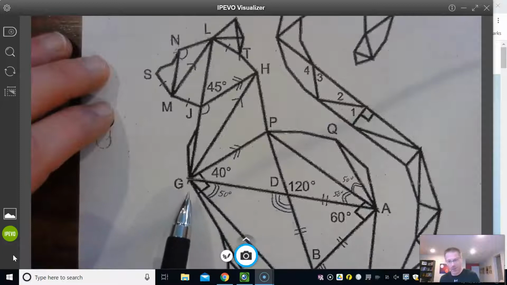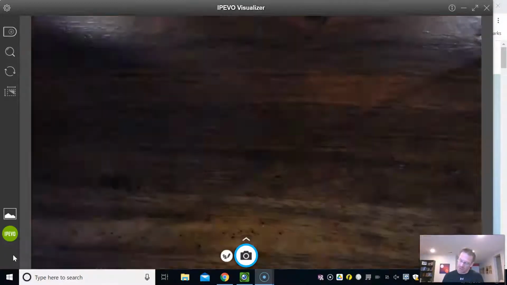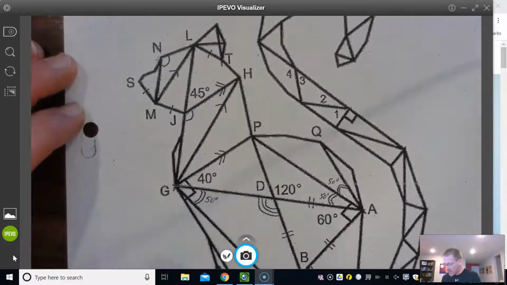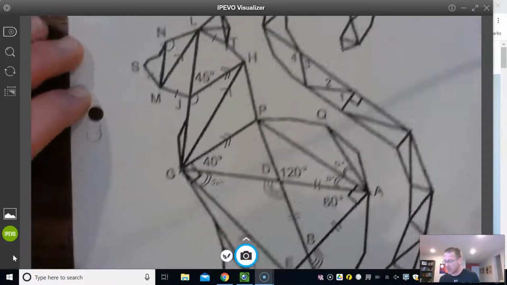GDE. Oh, that's got to be a typo there. GDE. I'm assuming that's probably going to be GDB here. So let's go ahead and do that as GDB, because GDE doesn't make sense, right? So I'm assuming that's a typo.